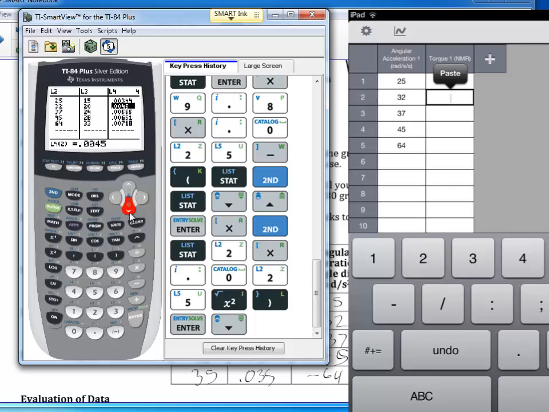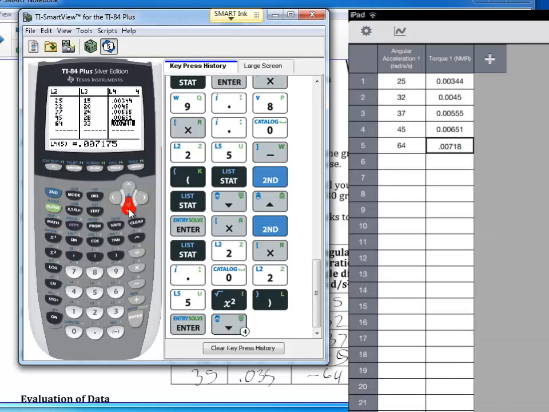0.0045, 0.00555, 0.00651, and 0.00710. I have to double check. 0.00718. All right.